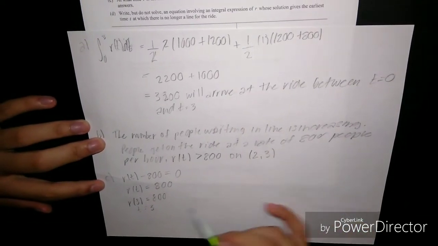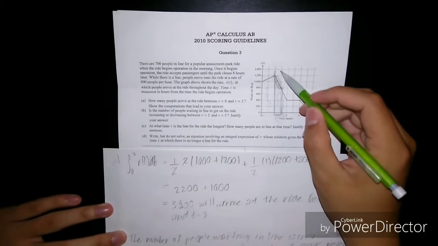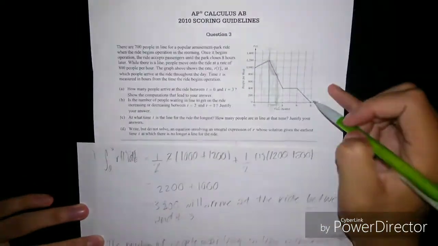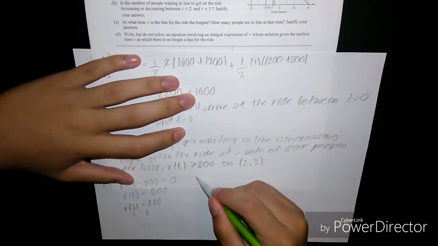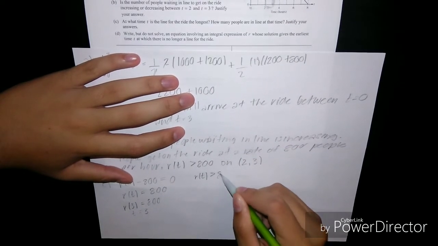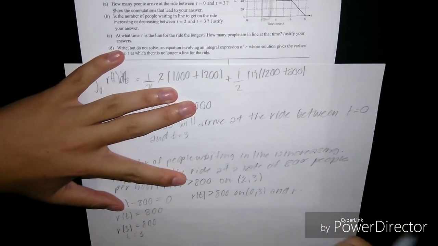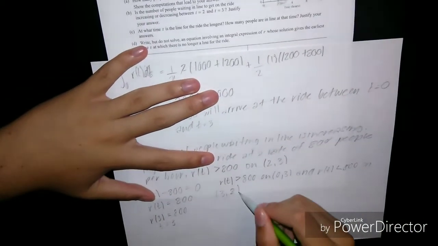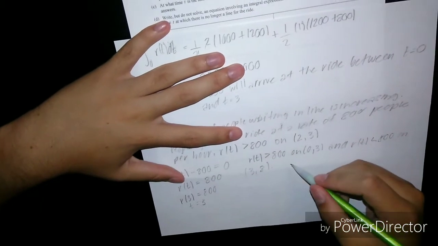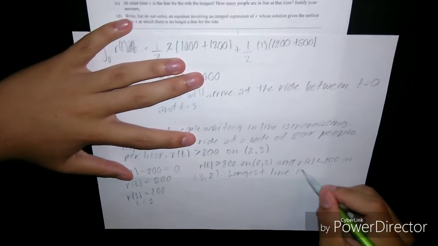So we know that the line is the longest at t equals 3 because it's a maximum. Here we could see that from the interval 0 to 3, it is above 800. That's positive. And from 3 to 8, it is negative, so that's clearly a maximum. So for our justification, R of t is greater than 800 on 0 to 3, like I mentioned earlier, and R of t is smaller than 800 on the interval from 3 to 8. So that is clearly a maximum. So therefore the longest line is at t equals 3.